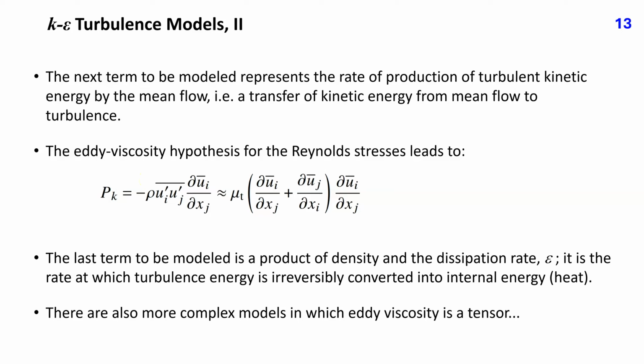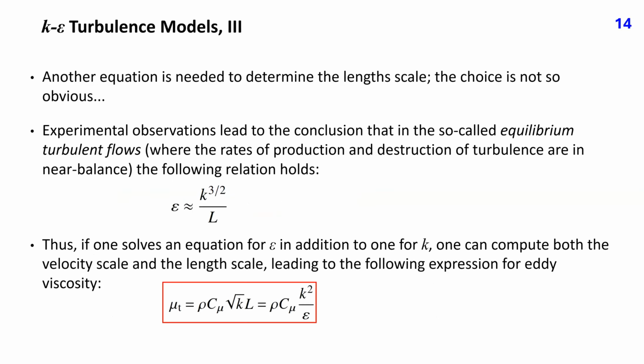It is the rate at which turbulence energy is irreversibly converted into internal energy, that is, heat. There are also more complex models in which eddy viscosity is a tensor. By solving the transport equation for turbulent kinetic energy, we can define the velocity scale. Another equation is needed to determine the length scale, and the choice is not so obvious.